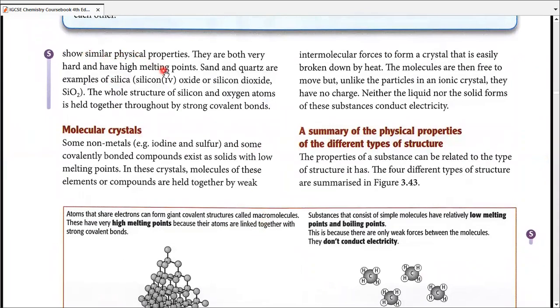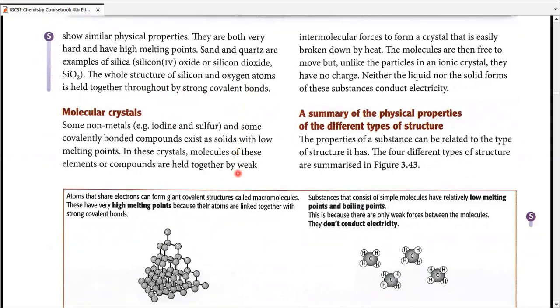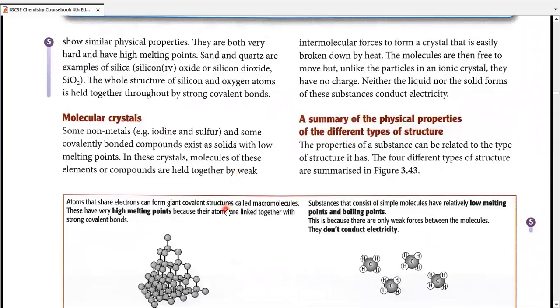So silica shows the same physical properties as diamond. It is hard, it has high melting and boiling point. Sand and quartz are some examples of silica or silicon dioxide. The whole structure of silicon and oxygen atoms is held together throughout by strong covalent bonds, which is similar to diamond. Moving on to the last type, molecular crystals.